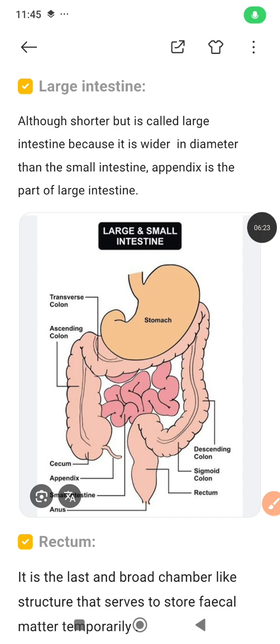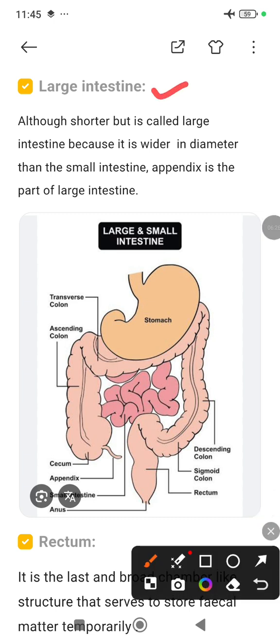The next part of the alimentary canal is the large intestine. Although it is shorter, it is called large because it is wider in diameter than the small intestine. You can see the appendix there, also a part of the large intestine.